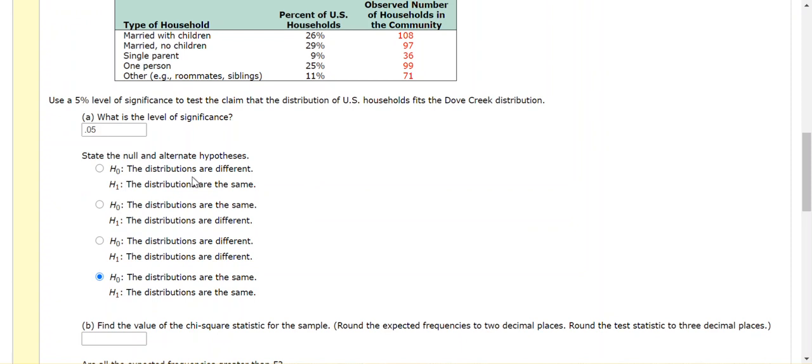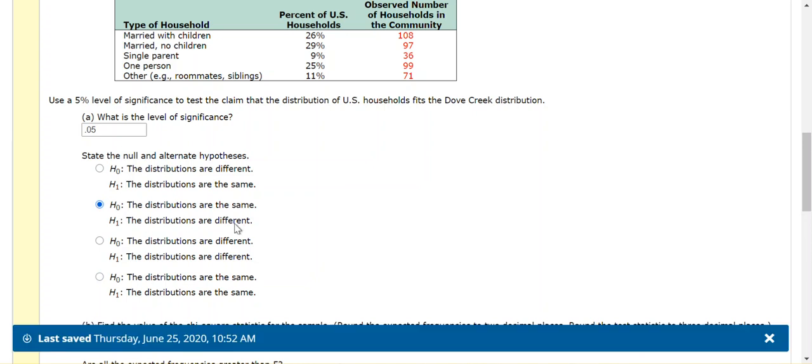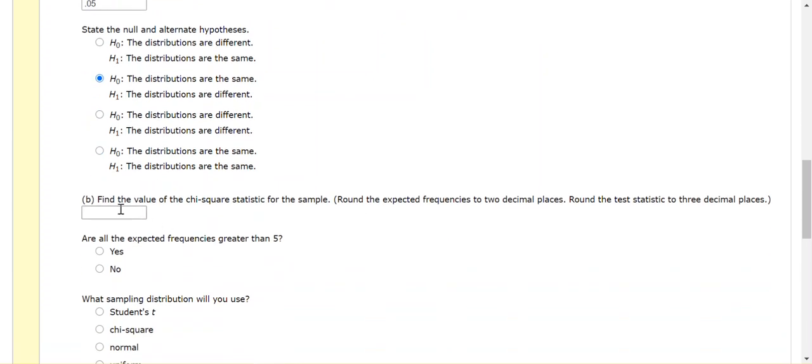Well, remember, your null hypothesis is always an equality, so H0 is always an equality. So they're the same. And then your H1 is that they're different. The distributions are the same is H0, and the distributions are different would be your alternative. So then we have to find the value of the chi-squared statistic.